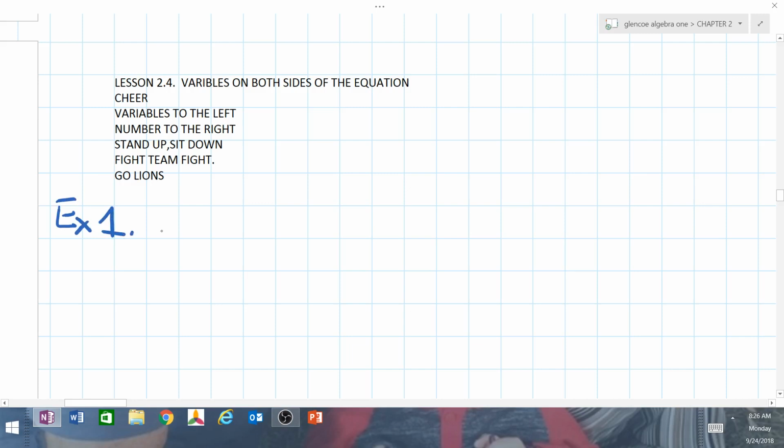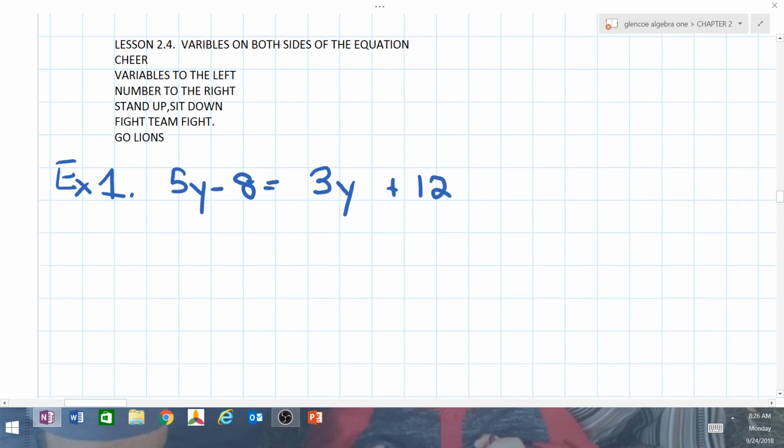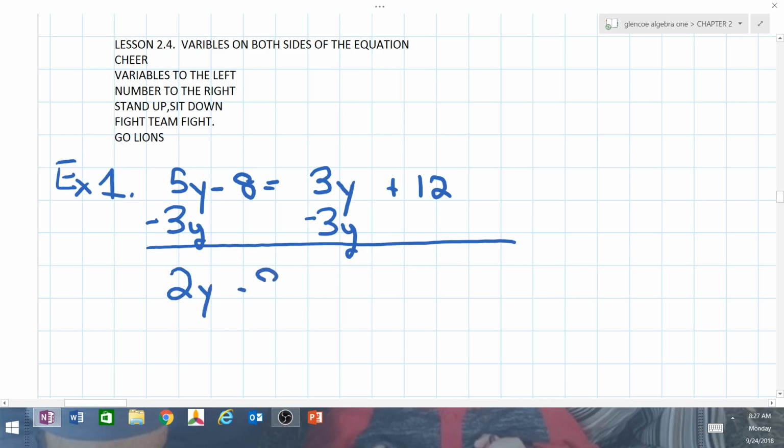Example 1. 5y minus 8 equals 3y plus 12. According to our cheer, the directions that I've given you above, we would like to move the variables to the left side. So we are going to subtract 3y from each side of the equation. And when we do, we have 2y minus 8 equals 12. So the variables have now been moved to the left.